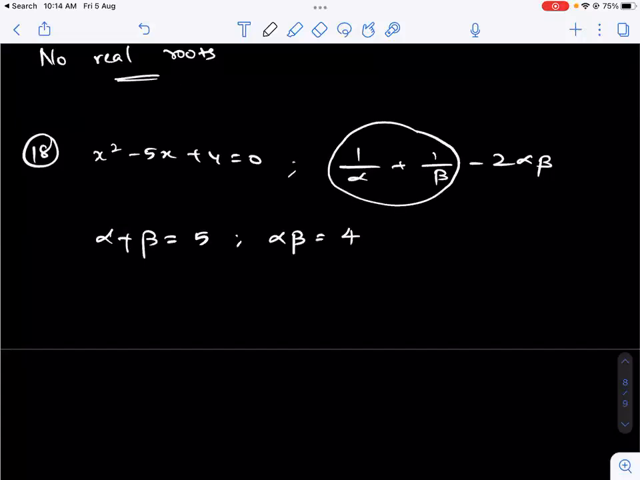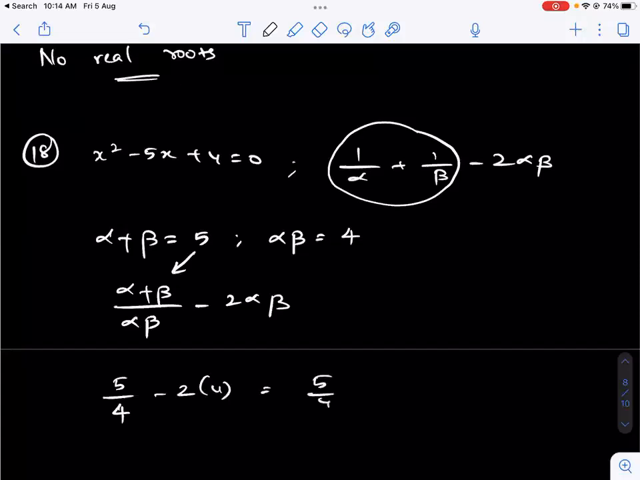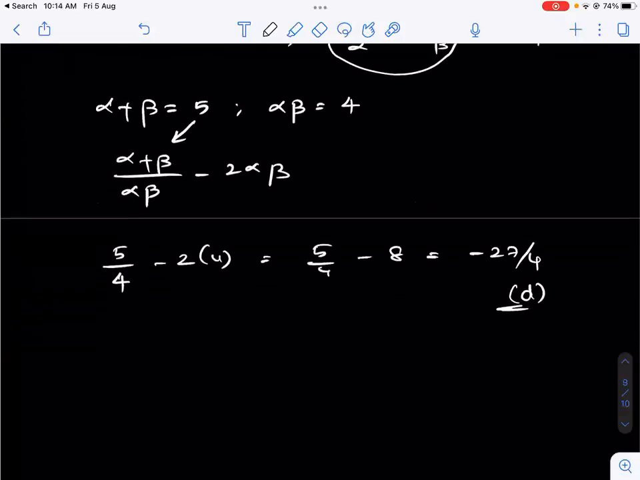So if I take these two terms, it will become alpha plus beta by alpha beta, LCM, minus 2 alpha beta. So your work in this problem is just substitute the numbers. Alpha plus beta, you will substitute 5, divided by alpha beta, you will substitute 4, minus 2 into 4. So 5 by 4 minus 8 is how much? Is there an option? Yes, option D is the right answer.